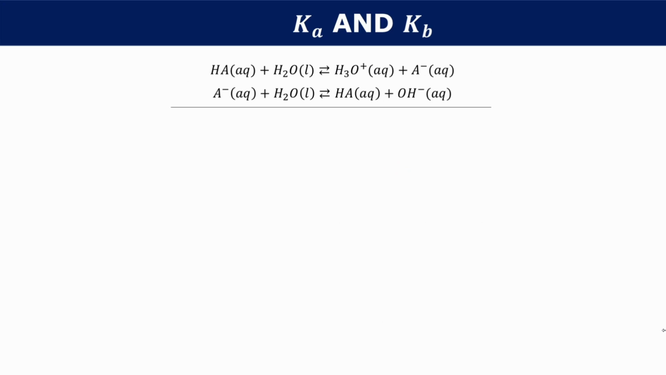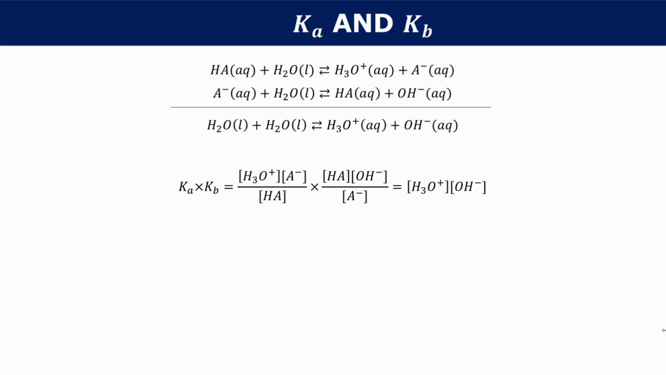Now, this is interesting because if you took those general forms together and you added them up, you would get the autoionization of water. So this could kind of be a coincidence, but what if we look at multiplying the Ka and the Kb values together? Well, we get something like this.